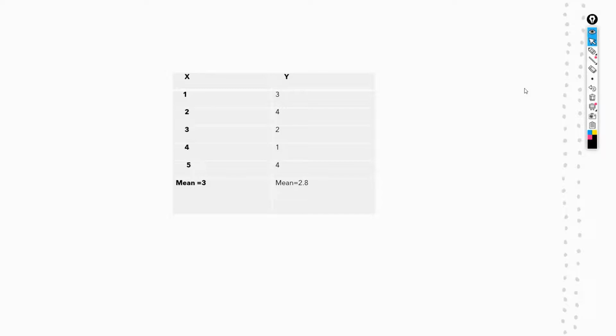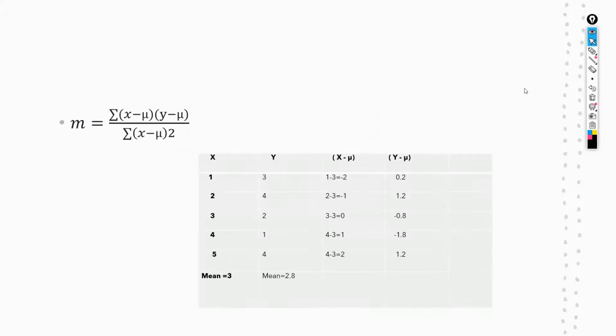Similarly, I have done it for y also: 3 plus 4 plus 2 plus 1 plus 4. 3 plus 4 is 7, 7 plus 2 is 9, 10, 14. 14 divided by 5 is 2.8. The mean of x is equal to 3 and the mean of y is equal to 2.8.